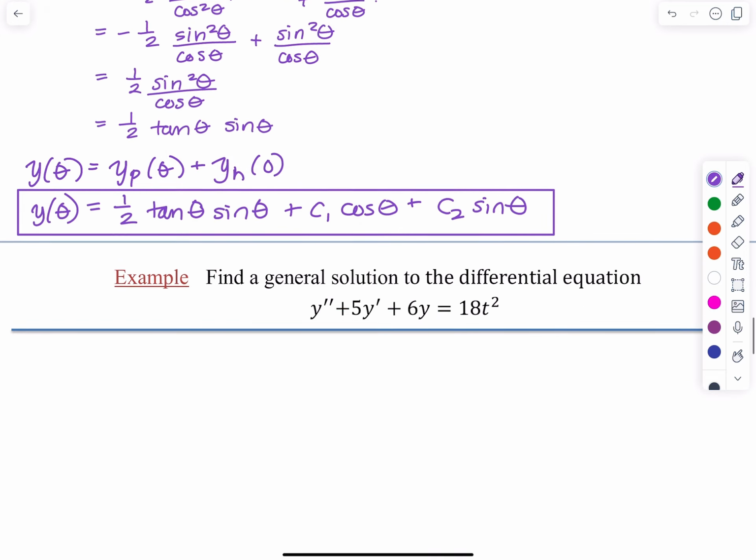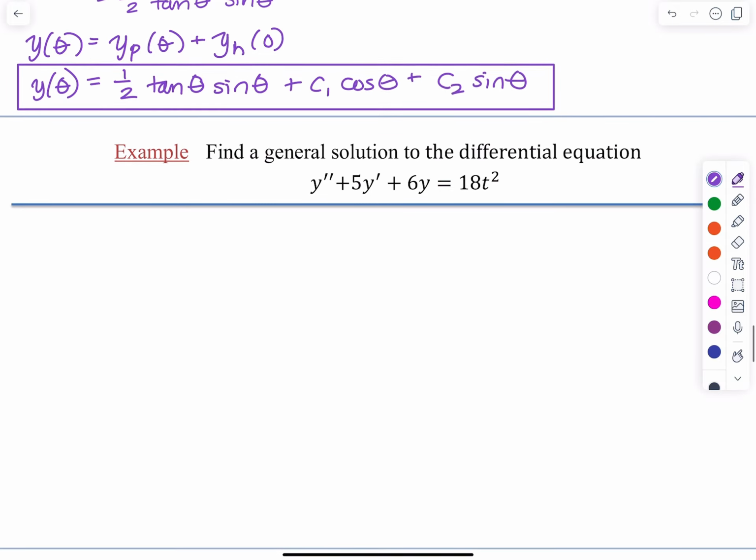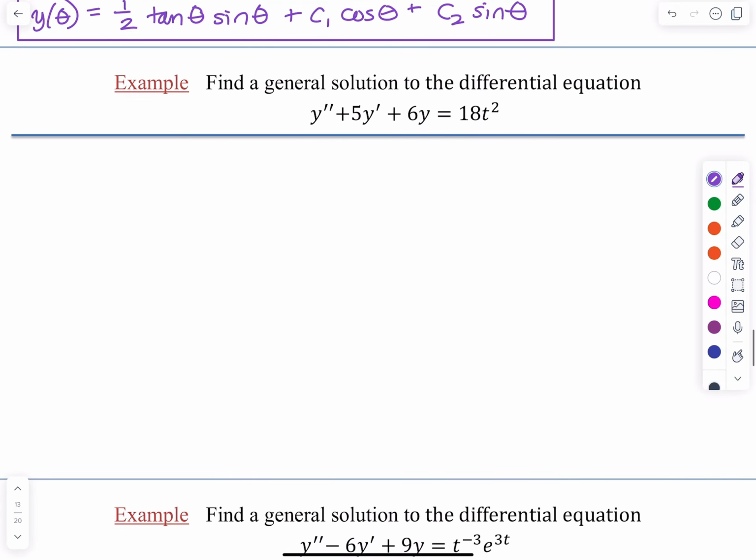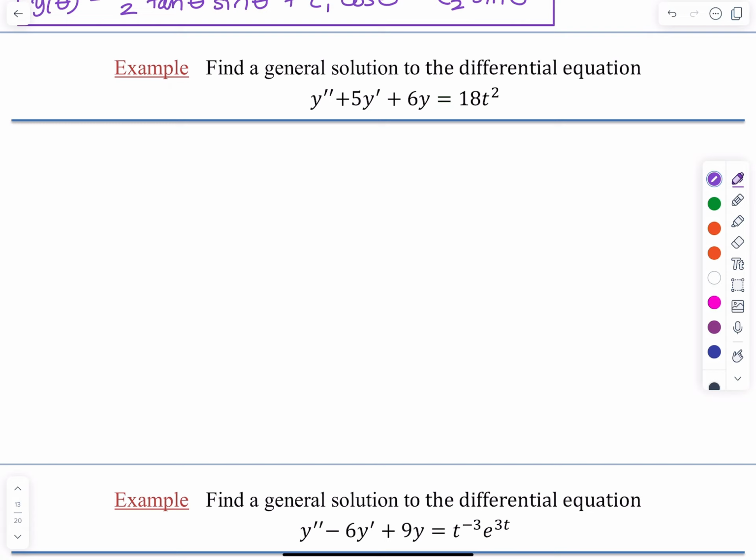Okay, let's take a look at our next example. Find a general solution to the differential equation, and you can see our f of t is 18t squared. We take a look at our homogeneous equation, which is y double prime plus 5y prime plus 6y is equal to 0. Our auxiliary equation is r squared plus 5r plus 6 is equal to 0.